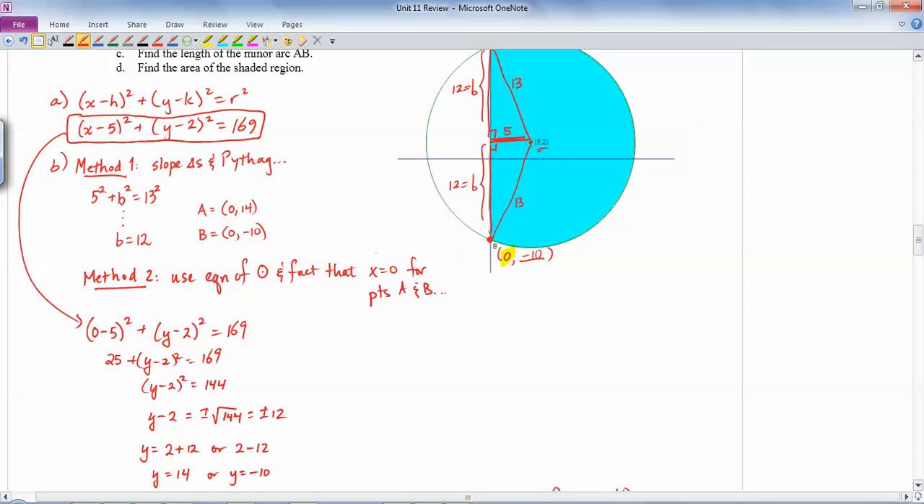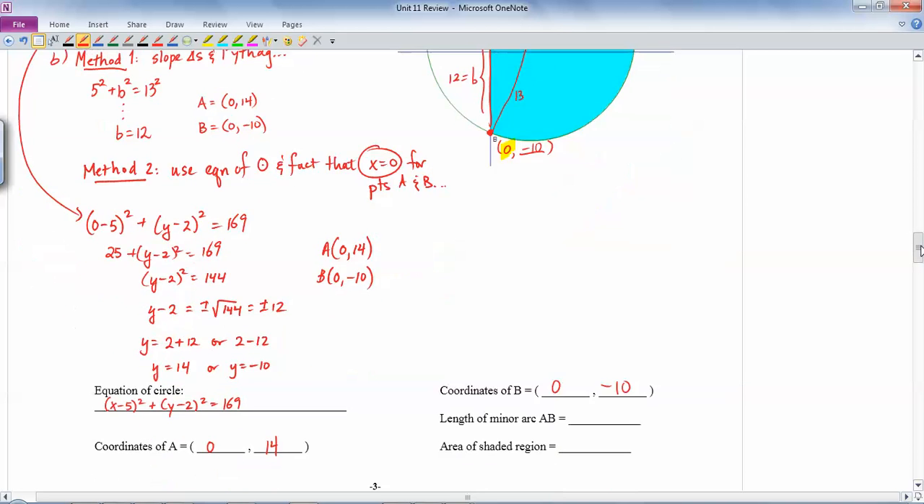And we knew that happened when x was 0. So a is going to be (0, 14), the higher one, the positive 14, and b is going to be (0, negative 10). So two different ways to get the same thing.